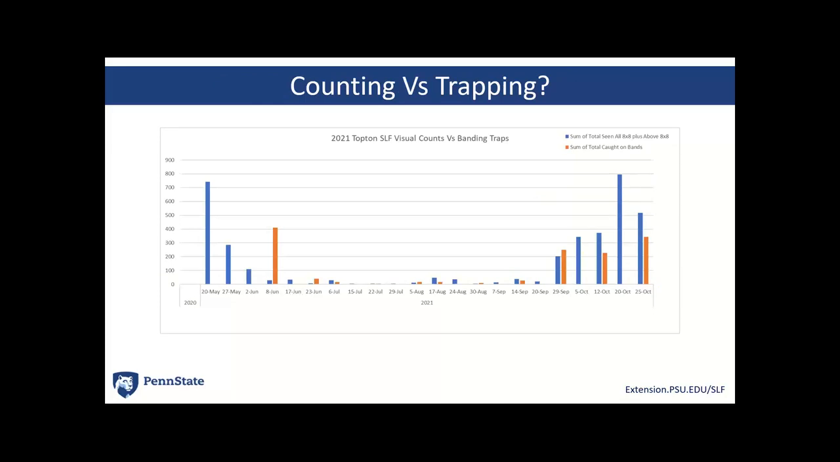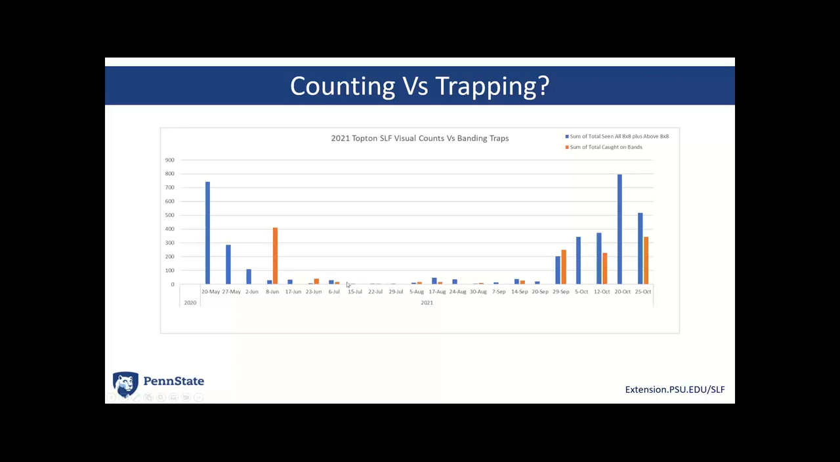So as far as counting versus trapping, how we do our methodology, you can see here, this is 2021, we banded on these trees at Topton, and you can see the sum caught in the bands early on. Now, we didn't band the first 3 weeks because we weren't that smart. Then we started talking about the fact that our population counts were dropping so dramatically. When we did put bands in, we were able to find many more through that period until they disappeared with the banding in the early nymphal stages.